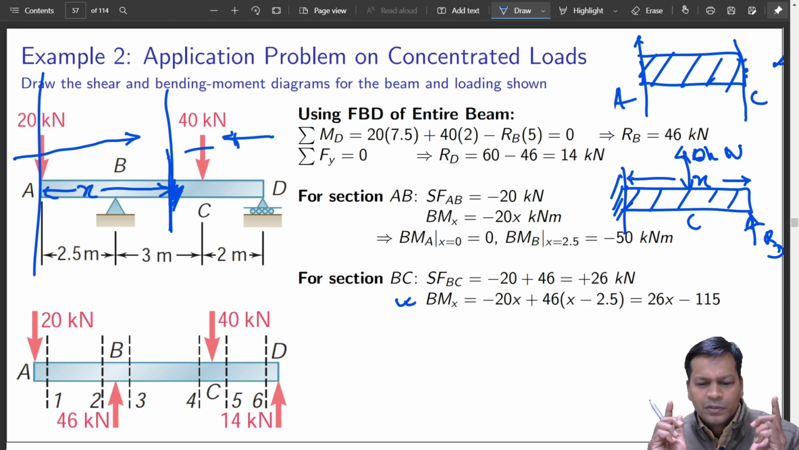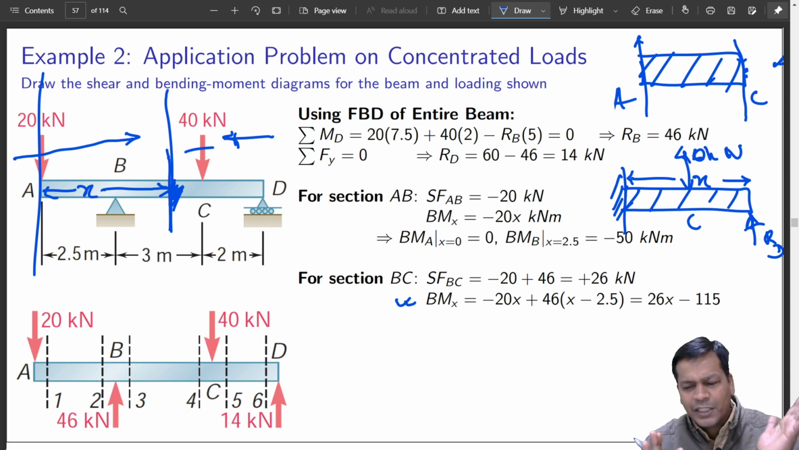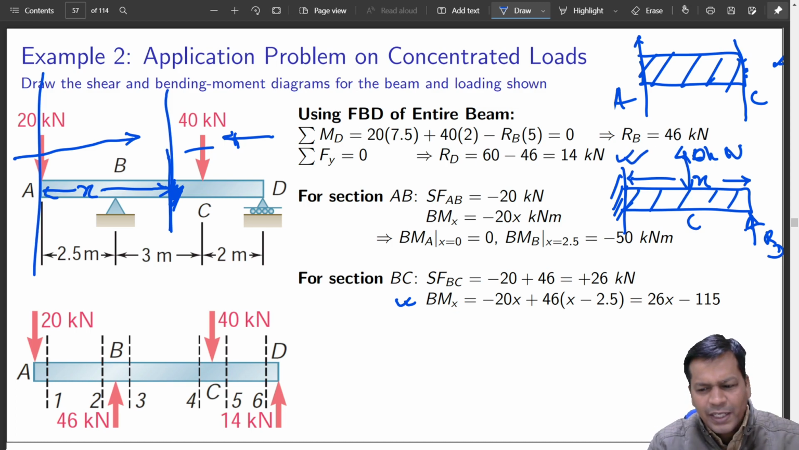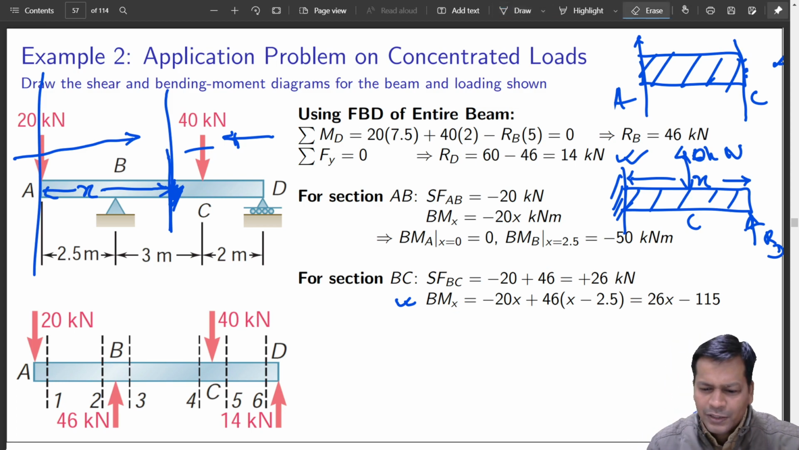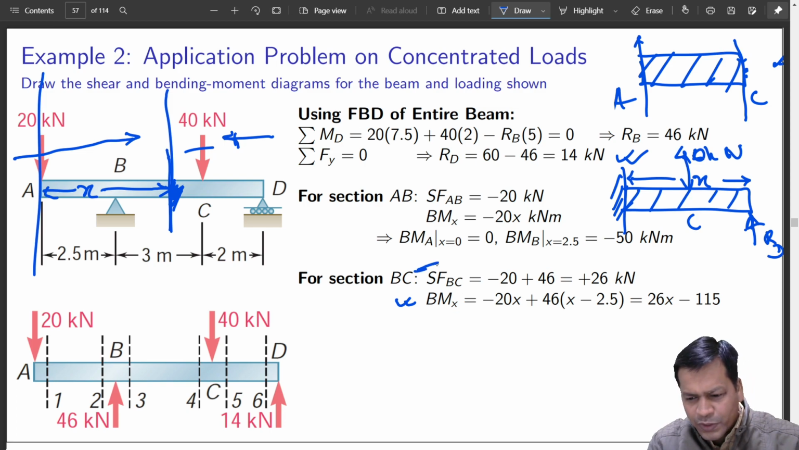Always remember your sign convention. Sagging, left side up, right side down, those things you just need to remember, and start doing it from this side. You will get the same results. Now that I have proceeded from this side, I'll keep proceeding in this direction only. So what do you see? You see bending moment. Again, shear force was this.